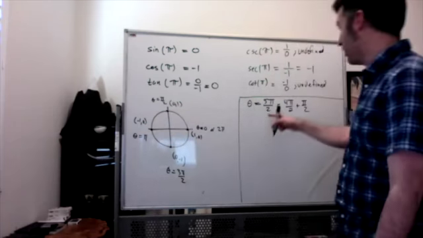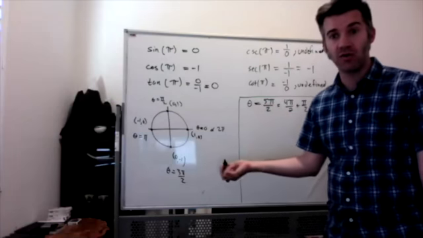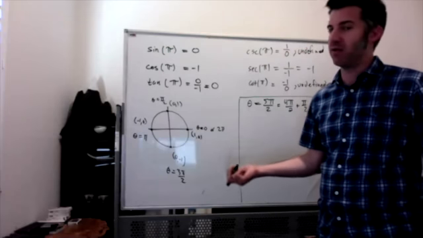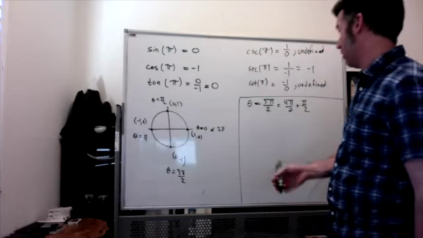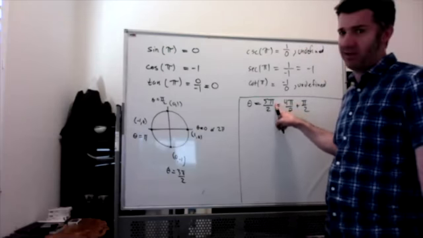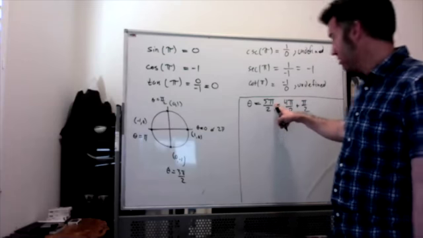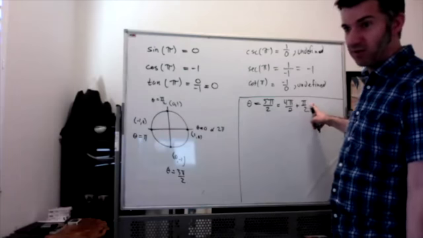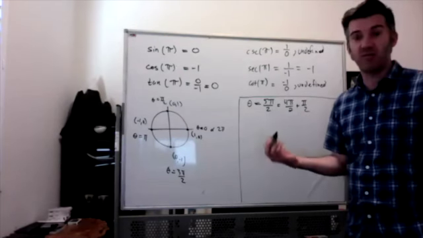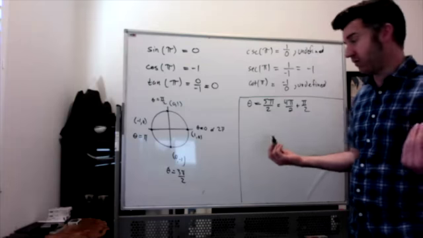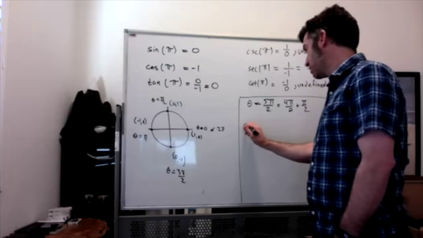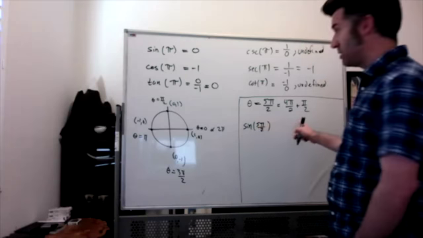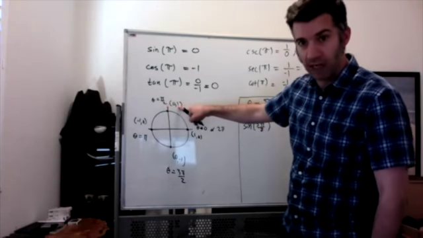So 5 pi over 2 and pi over 2 are called coterminal angles, meaning they end at the same place even though they don't have the same value, right? 5 pi over 2 is something like 7.5 or 8. Pi over 2 is like 1.57. But they still have the same trig functions for the angle. So sine of 5 pi over 2 is the same as sine of pi over 2, which is going to be +1.